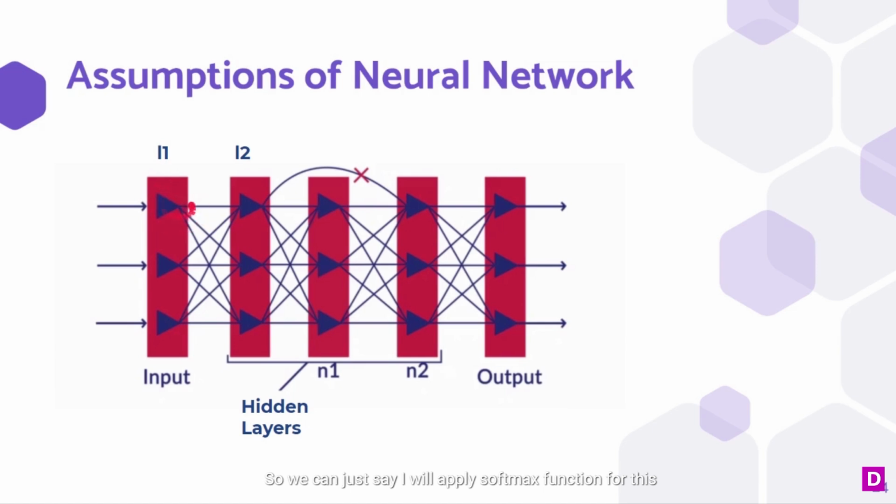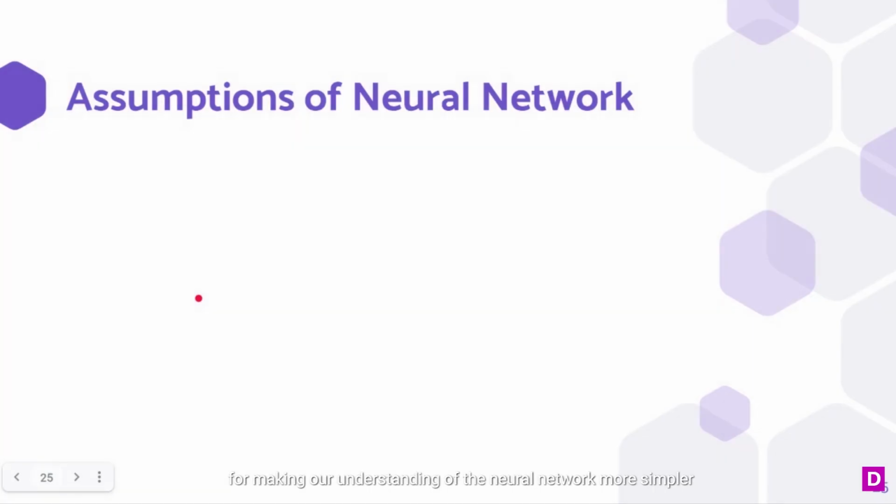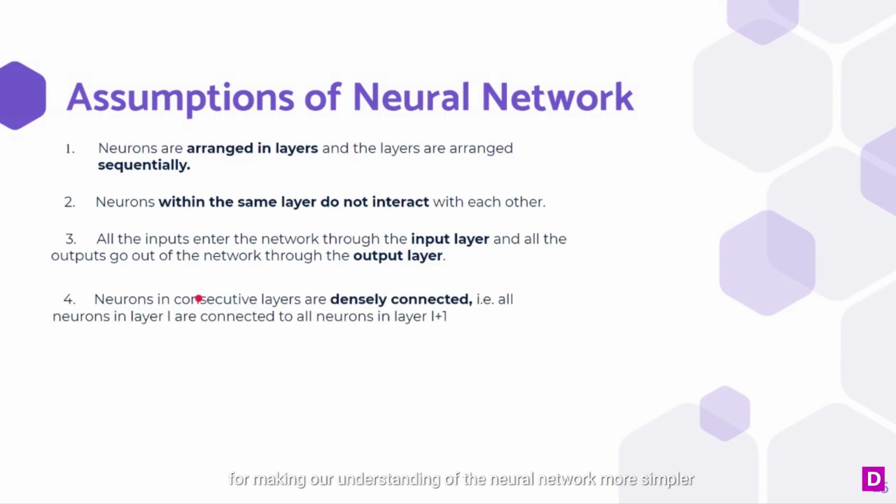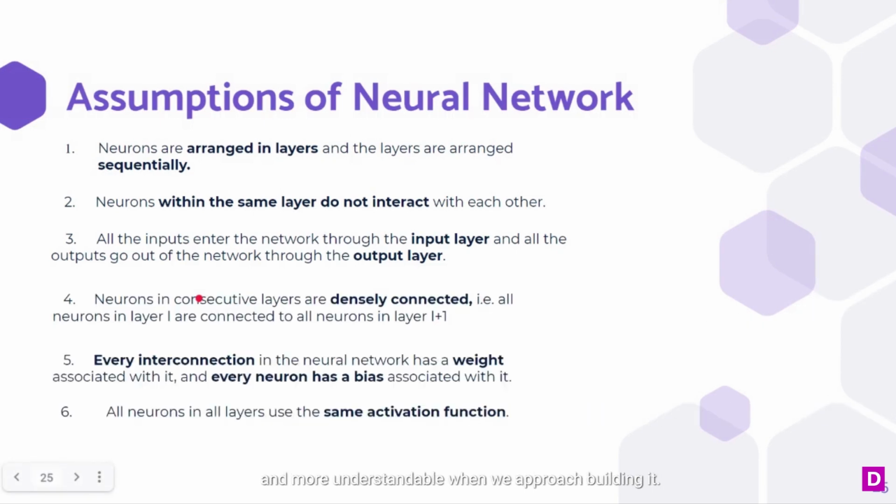So we cannot just say I will apply the softmax function for this neuron, and the sigmoid activation function for this neuron. No, we are making an assumption that whatever we use at the start, we have to apply throughout the network, right? So this is one of the final assumptions which we are making to make our understanding of the neural network simpler and more understandable when we approach building it.